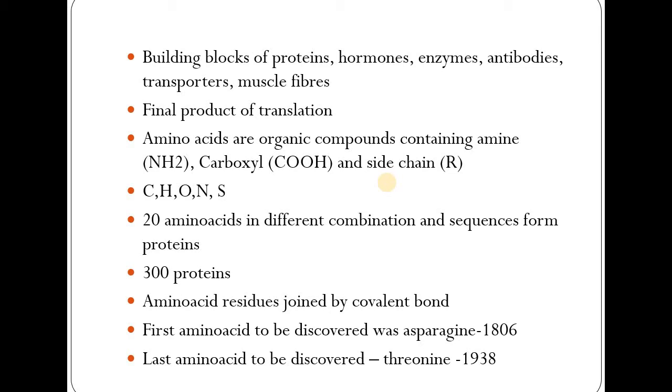So far 20 amino acids have been categorized. Even though one or two new amino acids have been identified, it has been restricted to 20 because the codon codes for only 20 amino acids. They appear in different combinations and sequences in proteins, and 300 proteins have been identified, and all these proteins are made up of amino acids linked by covalent bonds.